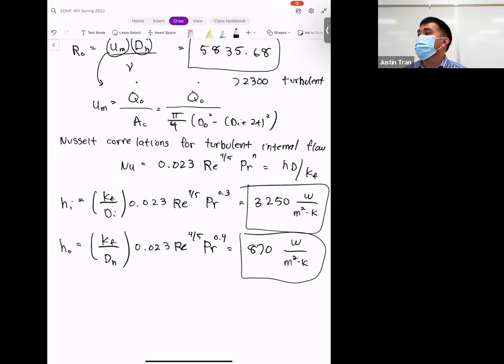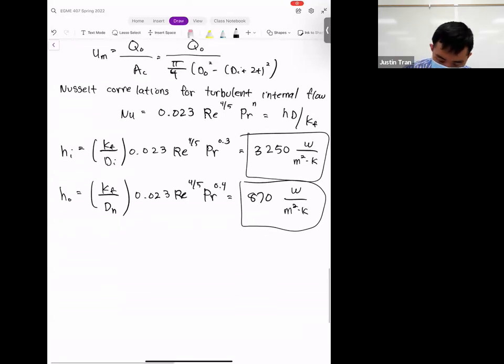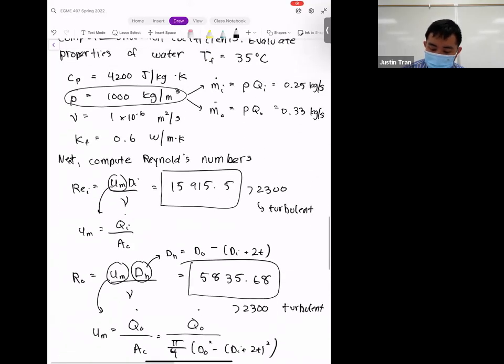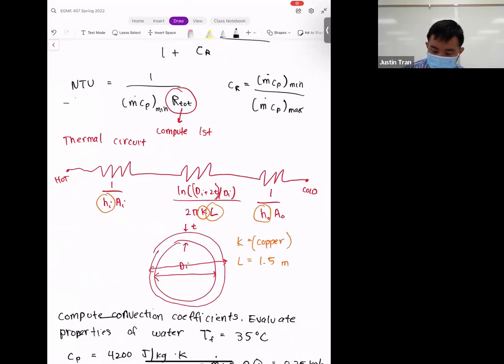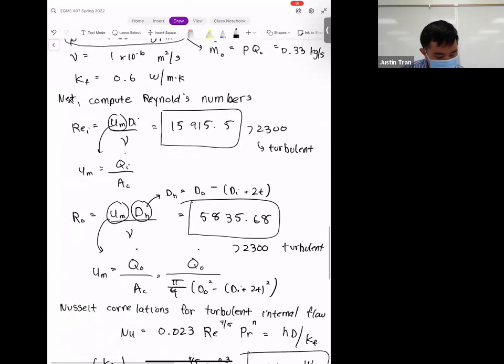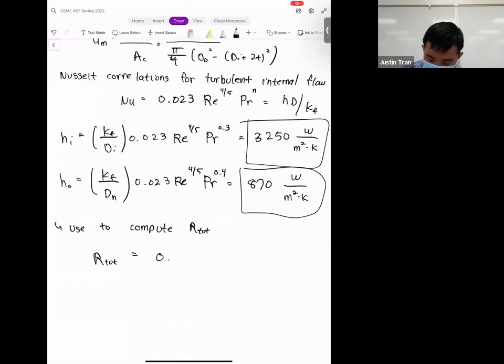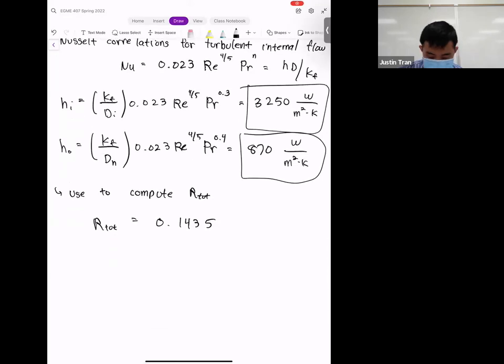And so now that we have our convection coefficients, we can use that to compute our total resistance. So I'm just going to plug into this formula up here, right? We're going to add up all these resistances here, and when we add all those up we get 0.1435. Okay. And there are units for that, but I always forget the units for thermal resistance, so we'll just leave it as a number, okay?